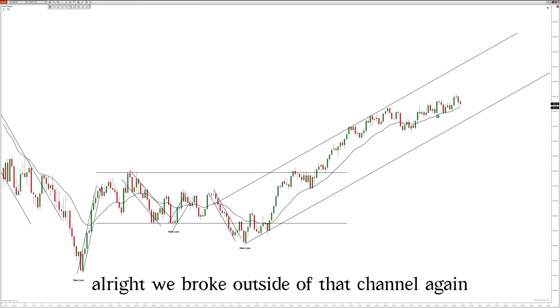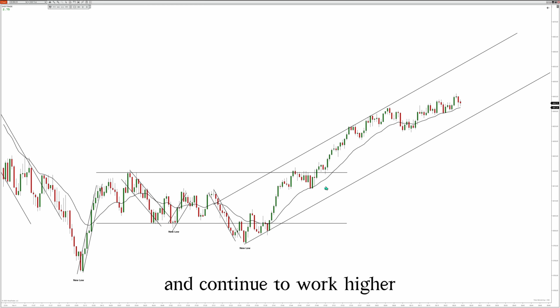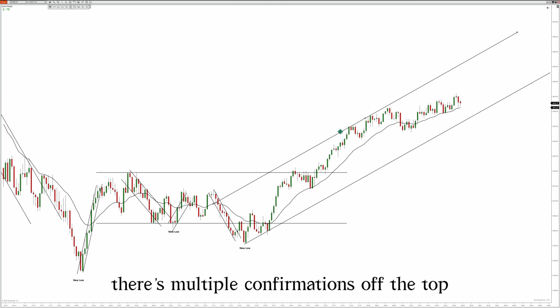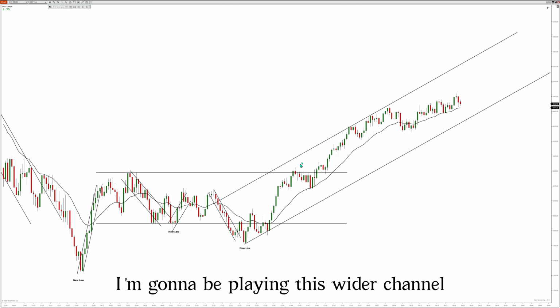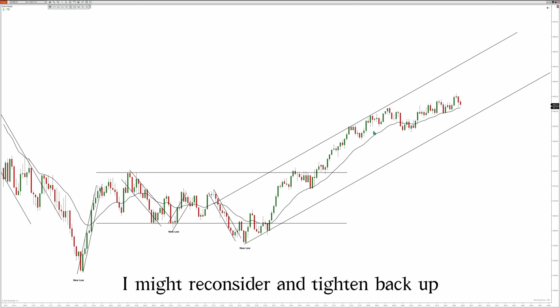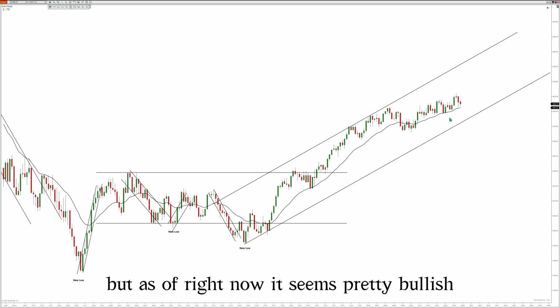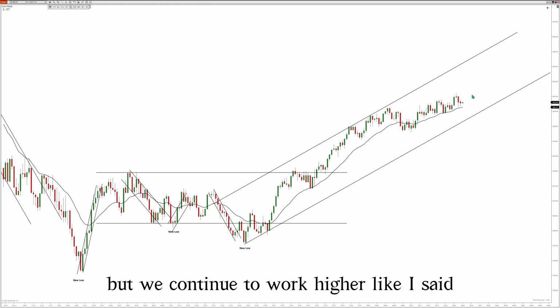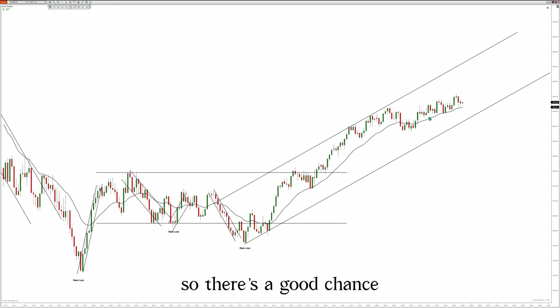All right, we broke outside of that channel again and continue to work higher. So I'm just going to connect these two swings down here at the bottom. There's multiple confirmations off the top. I'm going to be playing this wider channel. If we end up breaking out of the bottom of this, I might reconsider and tighten back up. But as of right now, it seems pretty bullish. We are pretty consolidated here, but we continue to work higher, like I said. So there's a good chance that there's a wider uptrend in play.